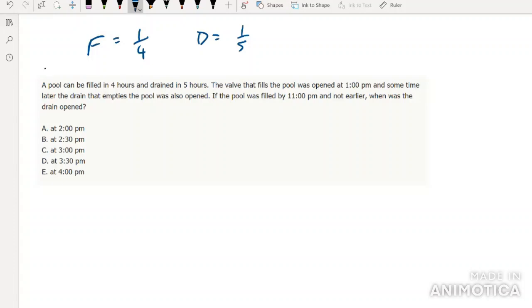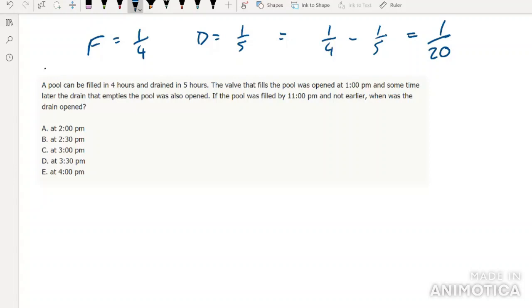Okay, so let's just start by asking ourselves, when both are open, what's the rate of filling? In other words, when they're both open, it's 1/4 minus 1/5. So that's 1/20. So it takes 20 hours for the pool to fill if they're both open, which means that since it took 10 hours in total, the pool must have been at least half full by the time the drain opened, more than half full, to be honest.